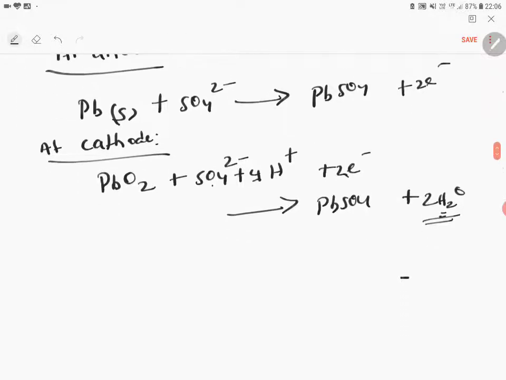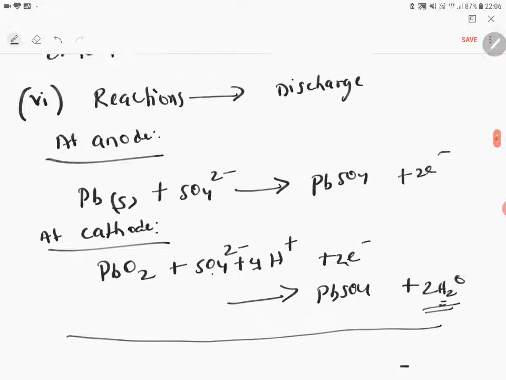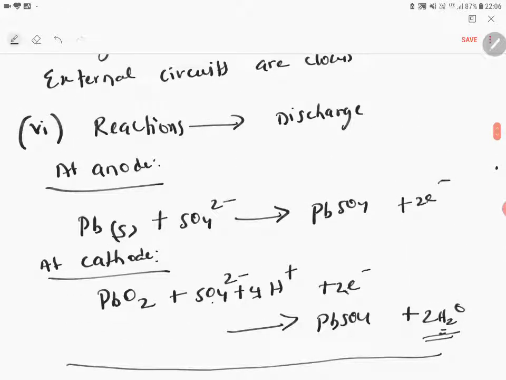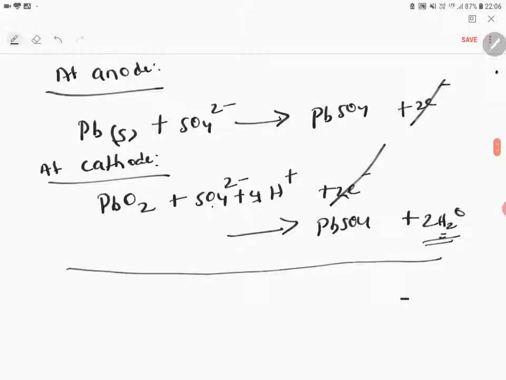Okay, now you add these two equations, what will happen? If you add these two equations, first of all, this electron will be cancelled first. Anything in common, equal and opposite you can cancel. So what is the overall equation during discharge? Lead plus lead dioxide plus, so here also 2 should come, na? Sulfate.